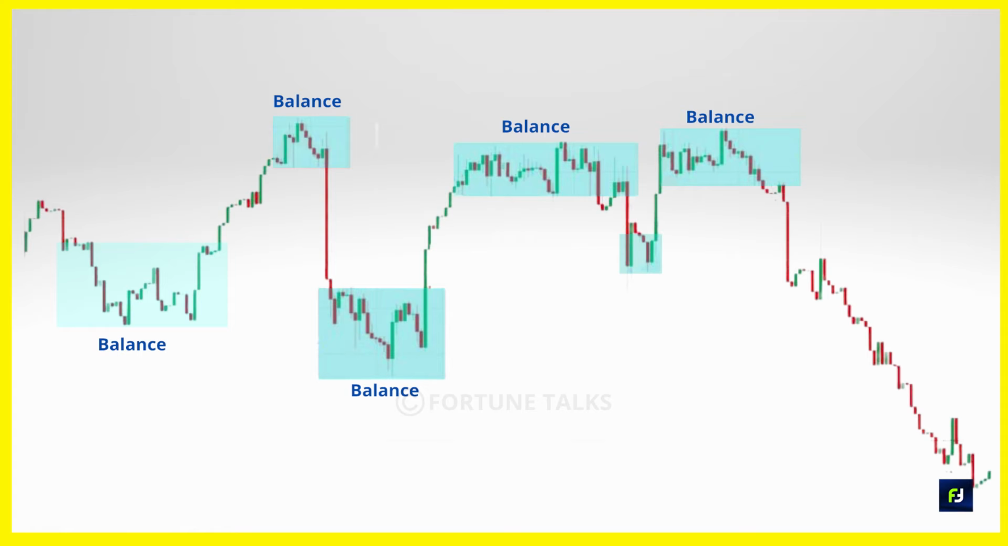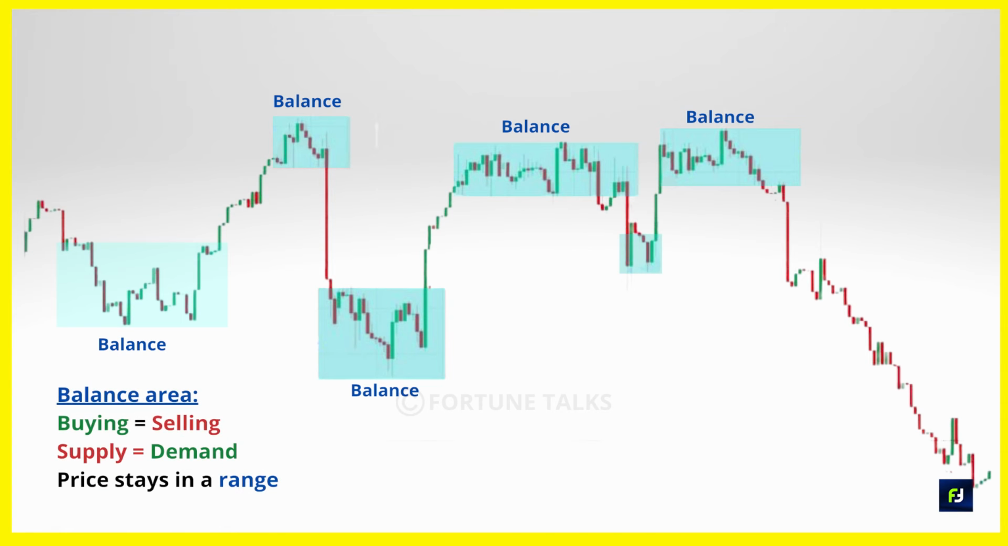As you can notice in the chart, the blue colored boxes show balanced areas, and these are areas where both buying and selling activities occur at the same time, or simply the supply is equal to the demand, because both the buyers and sellers are comfortable around this particular price range. And you can notice the price moves horizontally or in a sideways range.